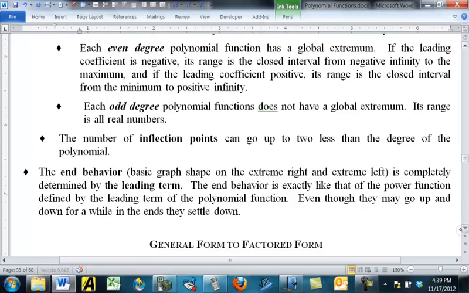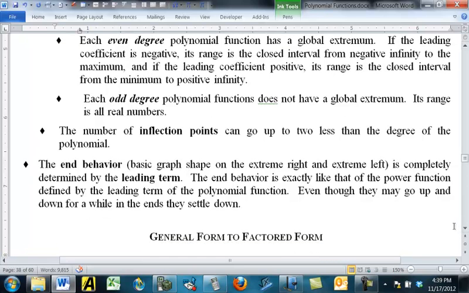The end behavior, or the basic shape of the graph on the extreme right and extreme left, is completely determined by the leading term, and the end behavior is exactly like that of the power function defined by the leading term of the polynomial function. Even though they may go up and down for a while, in the end it settles down to look like a power function.